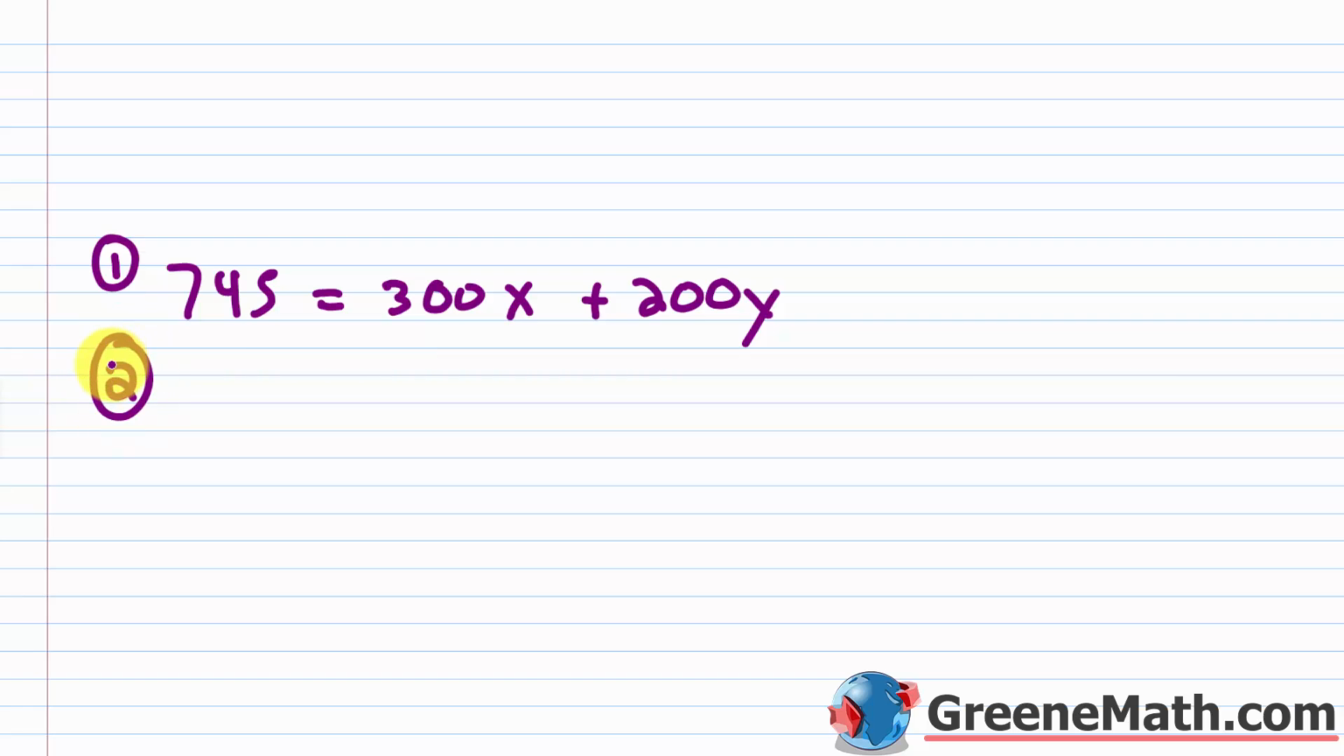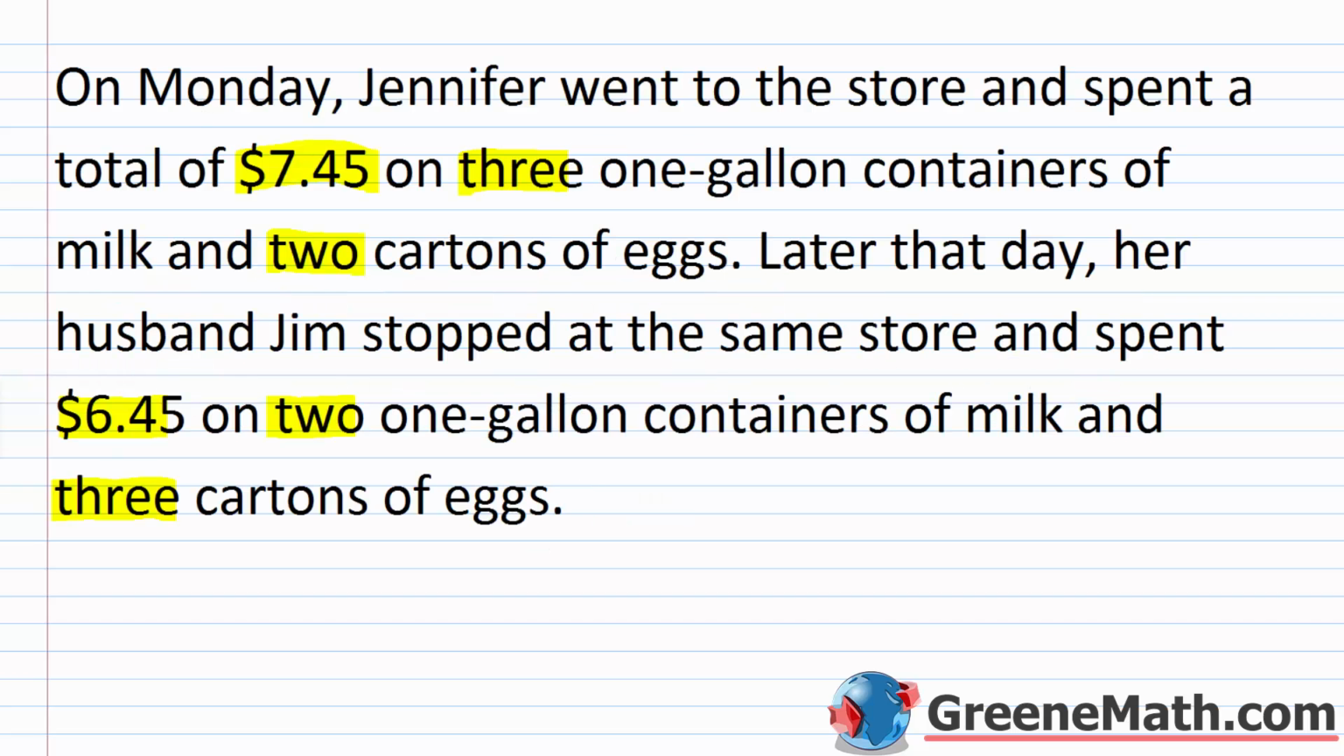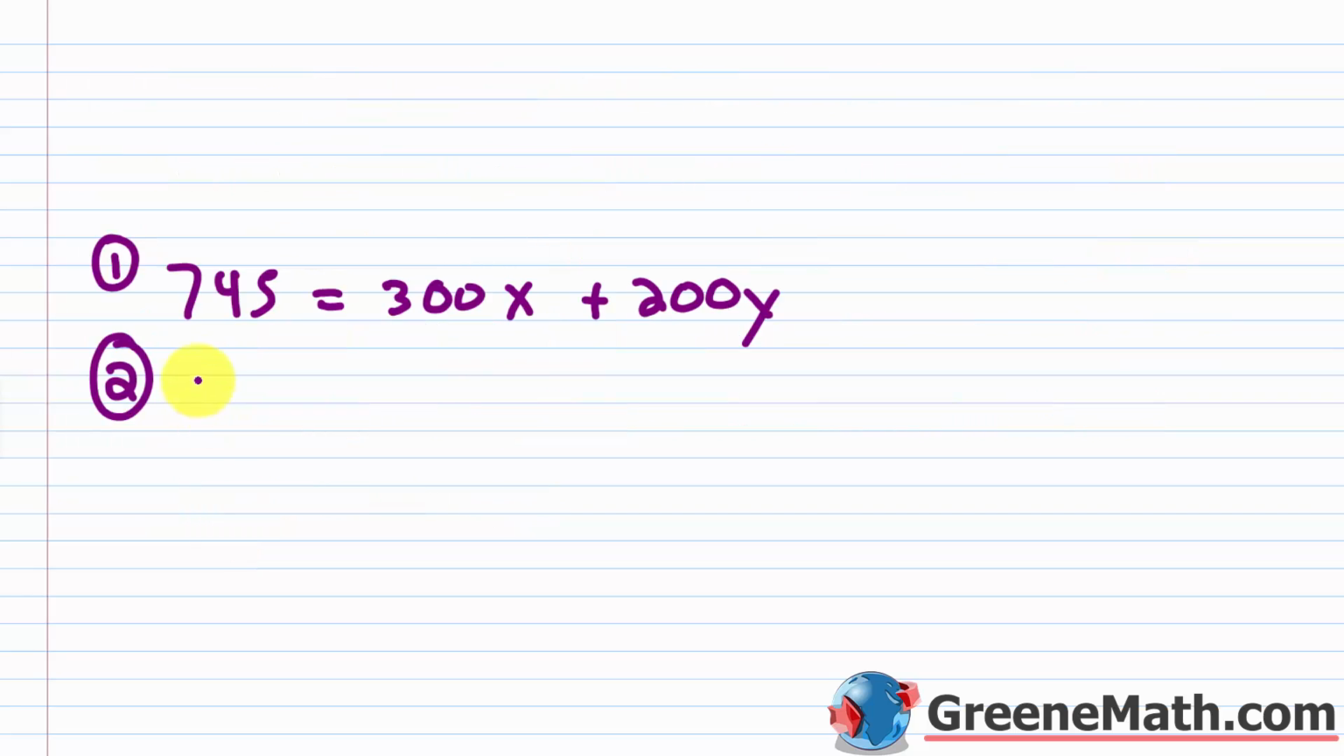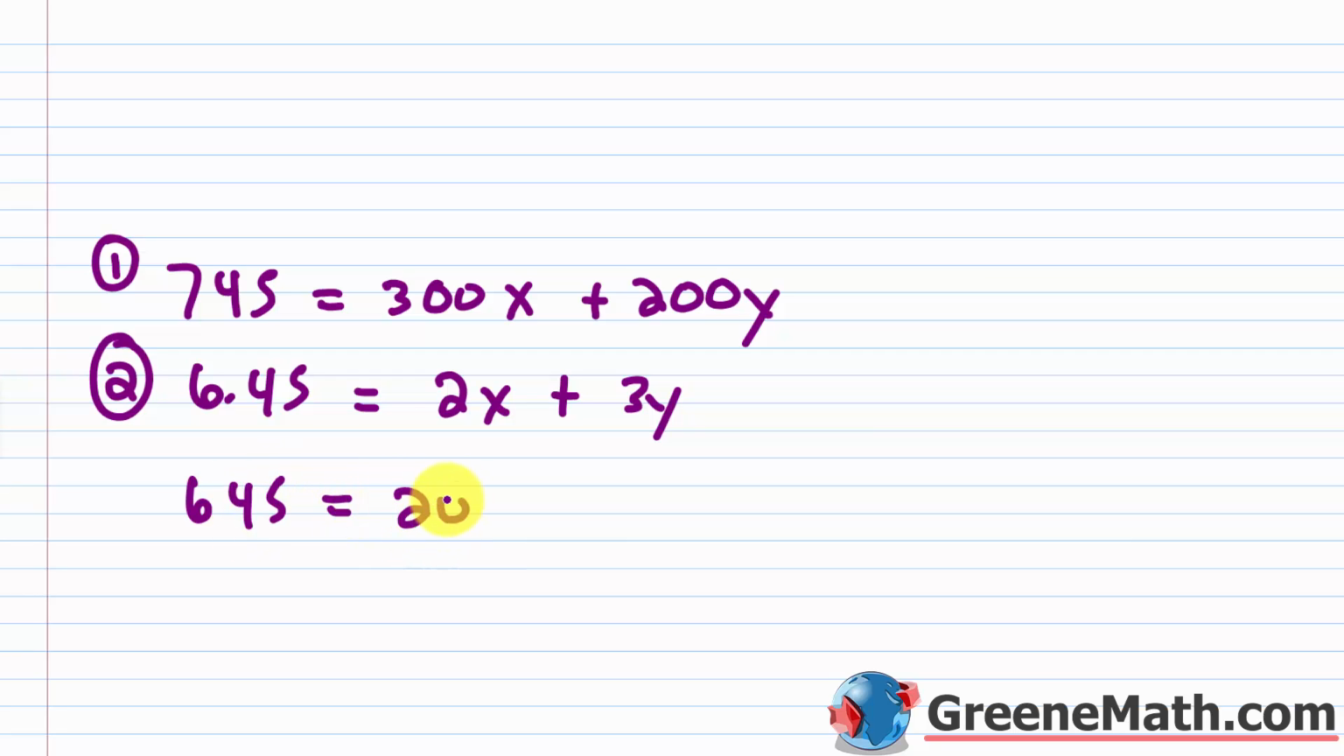Then for equation 2, I'm going to do the same thing with Jim. So if we go back up, for Jim, he spends $6.45 on 2 one-gallon containers of milk and 3 cartons of eggs. So we would have that $6.45 is equal to, he only bought 2 gallons of milk, so 2x, plus he bought 3 cartons of eggs, so 3y. Again, you can multiply everything by 100 and say this is 645 is equal to 200x plus 300y.